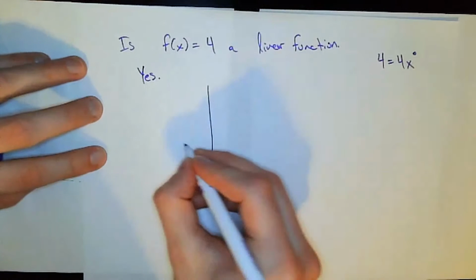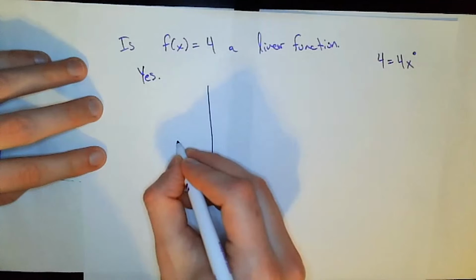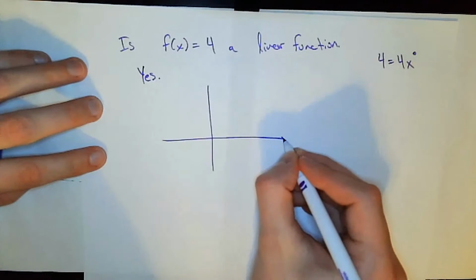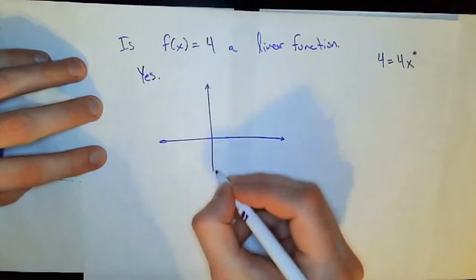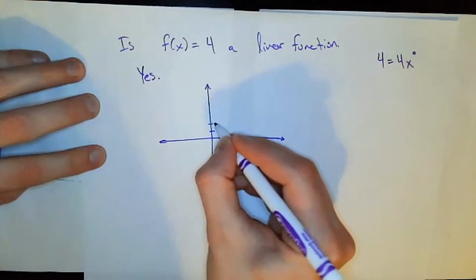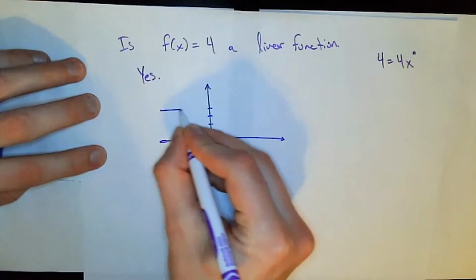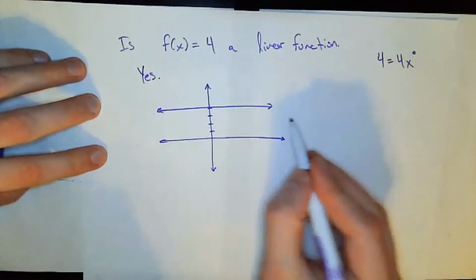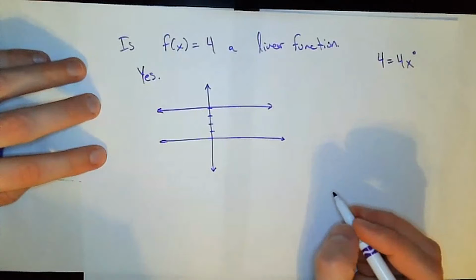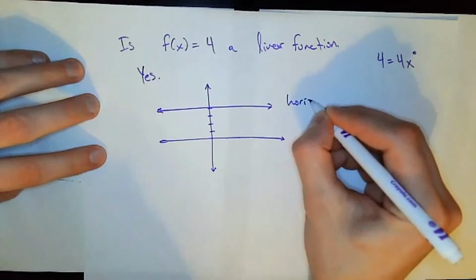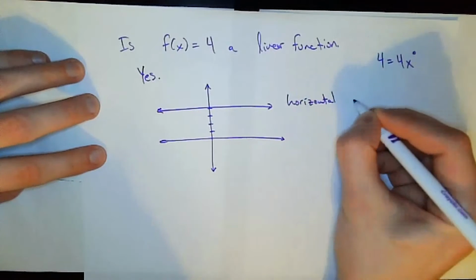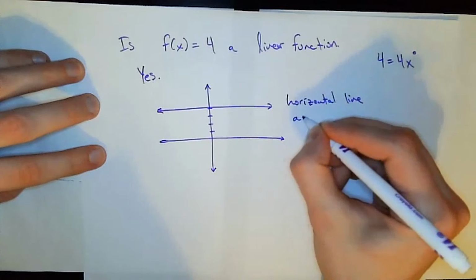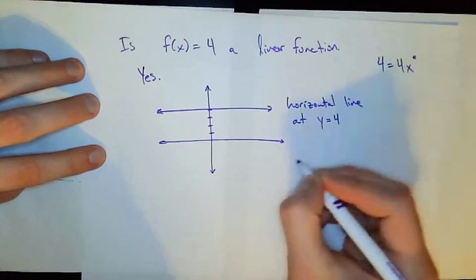In fact, if you define a linear function as literally needing to be a straight line, this is still a straight line, right? When you just have f of x equals 4, that's a horizontal line. If you were to graph it, it's a horizontal line at an output of 4, so I'd say y equals 4.